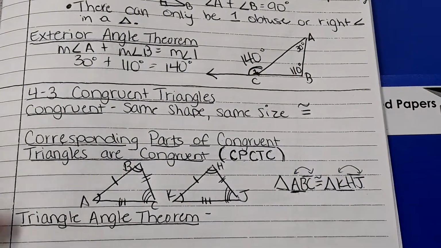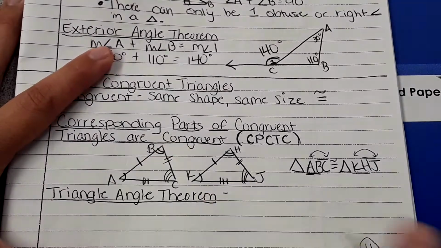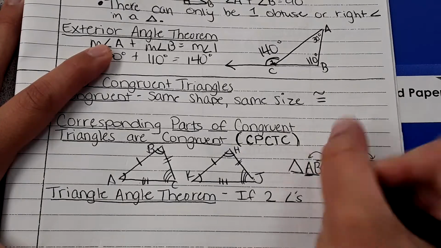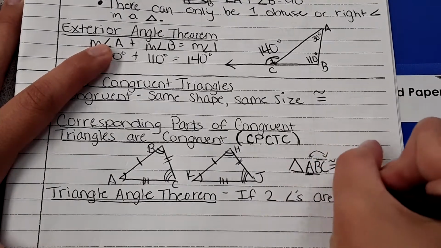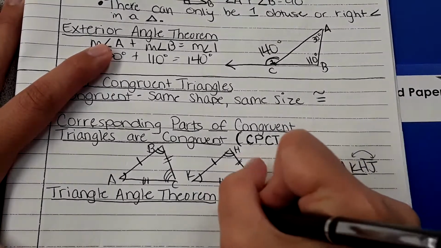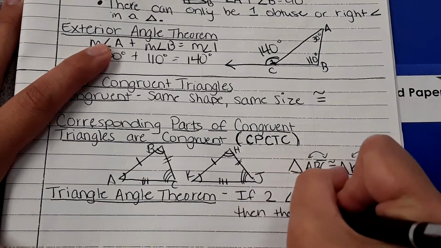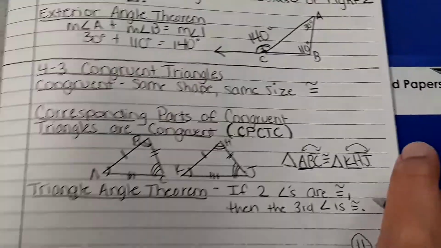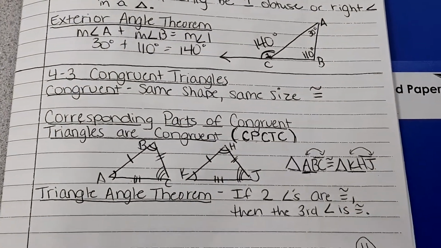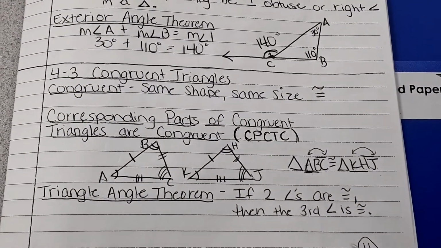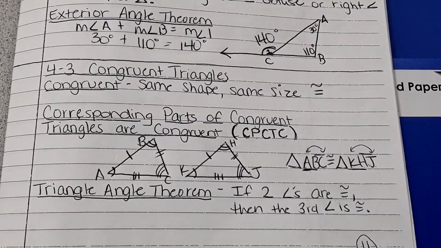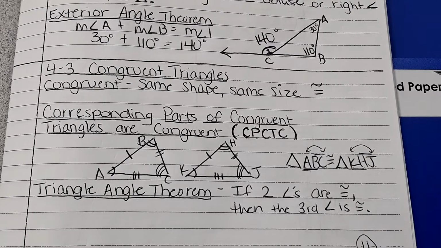Okay, next concept, again, pretty simple. Triangle angle theorem. If two angles of a triangle are congruent, then the third angle is congruent. So if you have two triangles and two sets of angles are congruent, then the third must be congruent, which makes sense because all three have to add up to 180. So the last one would have to be equal too.